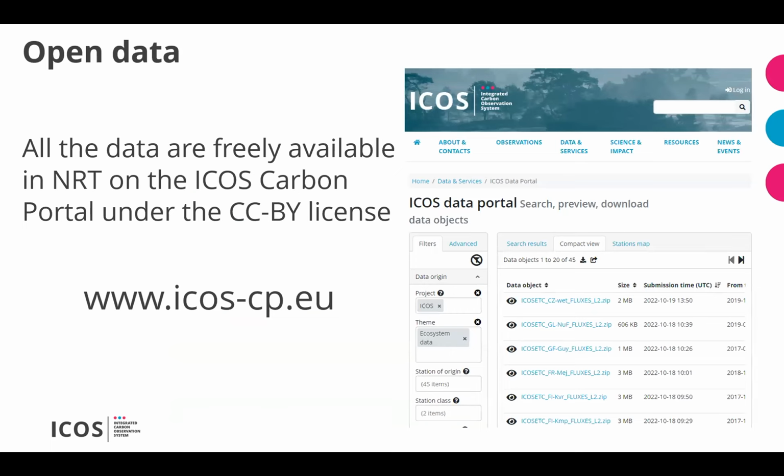Everything will be on the carbon portal. That's the address. You can go there and you will see it's not even needed to register. You just go there anonymously and download whatever you want. What is collected is only the IP address, just to assign it to the country to understand where the users are. But you can go there and download from the raw data to the processed data, everything that you want.